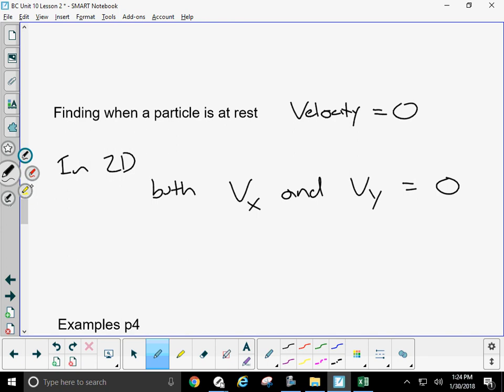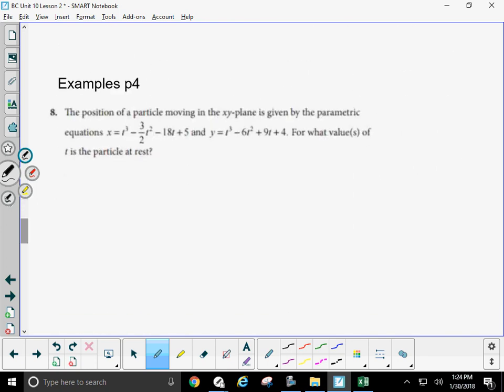Take this example. I'm given position given by x equals and y equals an equation, trying to figure out when this particle is at rest. You just need to find the velocity expressions for x and y, find when they're 0, and find when they are both equal to 0 at the same time. If they are never equal to 0 at the same time, the particle will never be at rest.